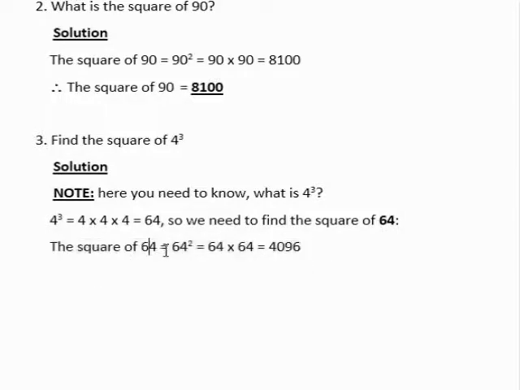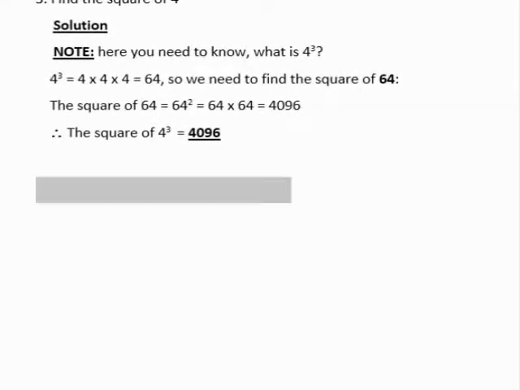Now, what is the square of 64? The square of 64 is 64 power 2, which is equal to 64 times 64, which is equal to 4,096. Therefore, the square of 4 power 3. Remember, when you give the answer, do not say the square of 64. Our question is not about 64, it's about 4 power 3. So you have to say the square of 4 power 3 is 4,096. This 64 was obtained in the process of finding that number. I hope you understand.